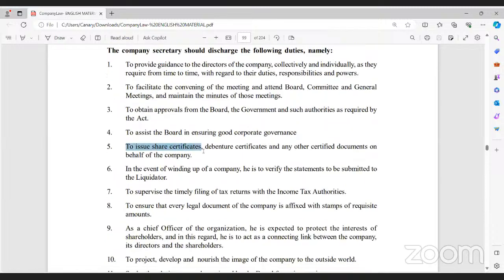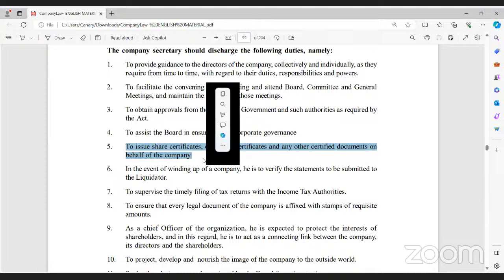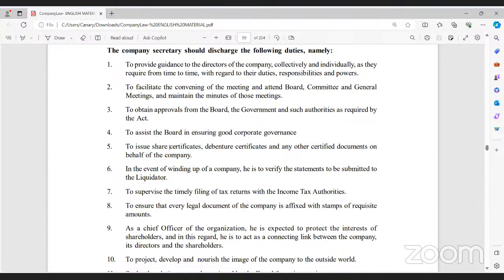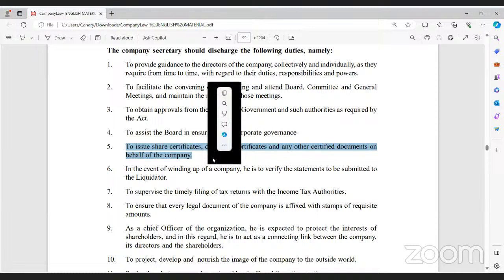Issue of share certificates, debentures, all this. I think if you have studied company accounts, you will come across these, whatever it is, share certificates and debenture certificates to the holders. This is also the responsibility and duty of the company secretary.